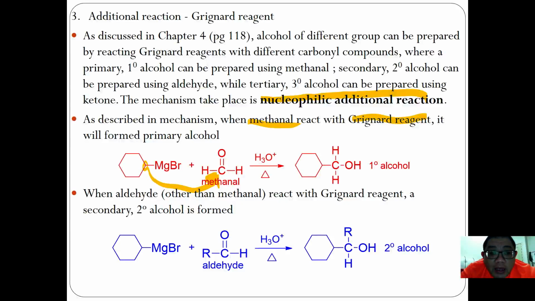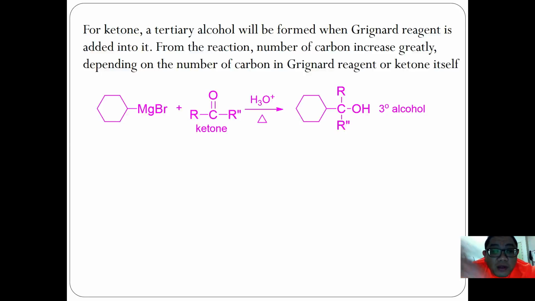And then if you react aldehydes other than methanal with a Grignard reagent, you are able to form a secondary alcohol. I'm going to use a similar cyclohexane so that you can see the differences. When it attacks the carbon and you form an alkoxide, followed by acidic hydrolysis, you are forming a secondary alcohol in here. And finally, for a ketone, a tertiary alcohol can be formed when a Grignard reagent reacts with it. Similarly, the partial negative of the Grignard reagent attacks the partial positive carbon in here and forms an alkoxide, which eventually undergoes acidic hydrolysis to form a tertiary alcohol.